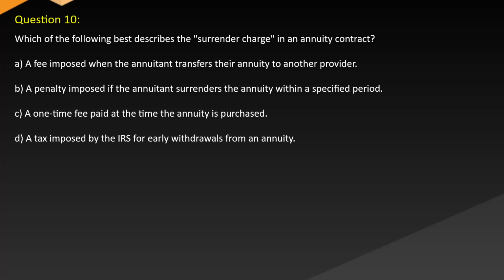A. A fee imposed when the annuitant transfers their annuity to another provider. B. A penalty imposed if the annuitant surrenders the annuity within a specified period. C. A one-time fee paid at the time the annuity is purchased. D. A tax imposed by the IRS for early withdrawals from an annuity.